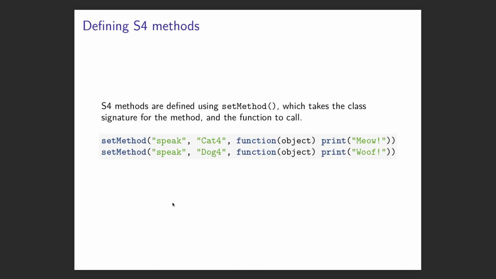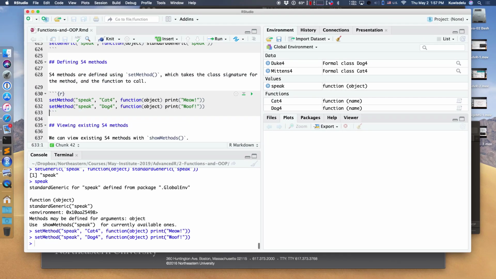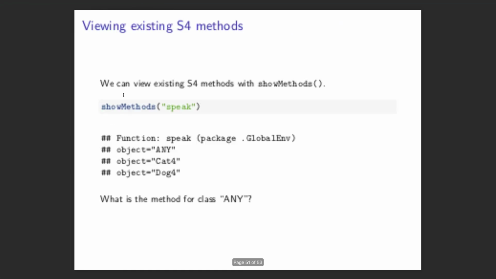Alright, so let's define an S4 method for speak. We again can just use setMethod to do that. So we're going to set a method for speak, for the signature cat4, and for the signature dog4. And then we just give it a function, the same ones we've been using before, where we just print meow for the cat, whoop for the dog. I'll set those methods. To see what existing S4 methods we've defined so far, we can use showMethods to do that.